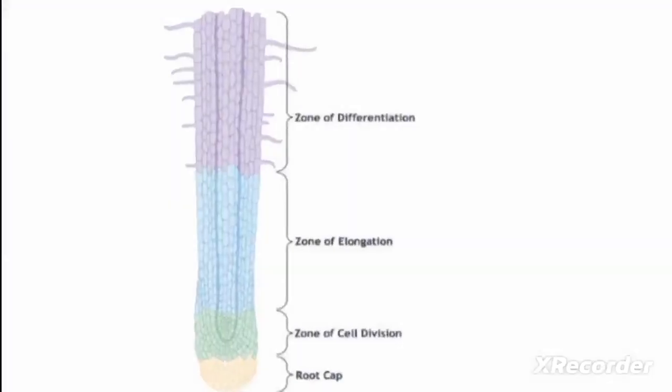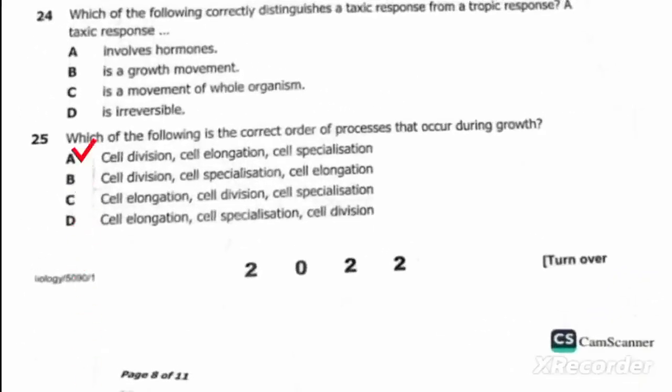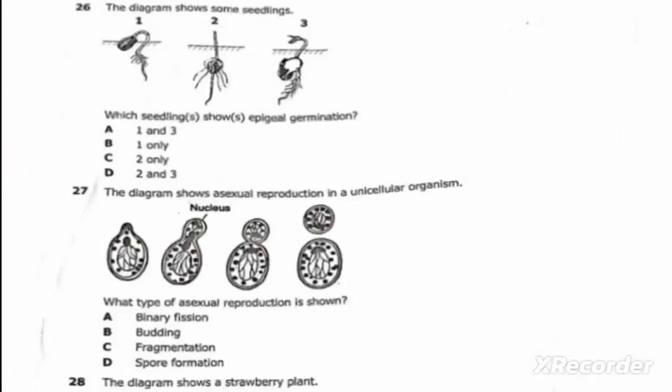So these are steps. Number one, cell division, cell elongation, and cell specialization. So therefore, our correct answer is A. We shift to the next question, question 26. The question reads: the diagram shows some seedlings. Which seedling or seedlings shows epigeal germination?